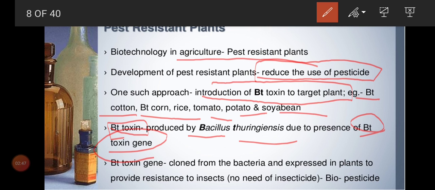Clear, children? When we write in italics, that is a gene. When we write in normal letters, that is a protein.